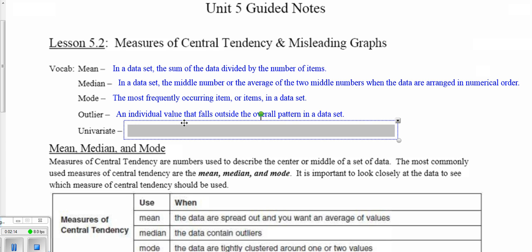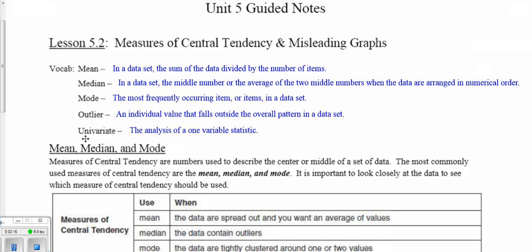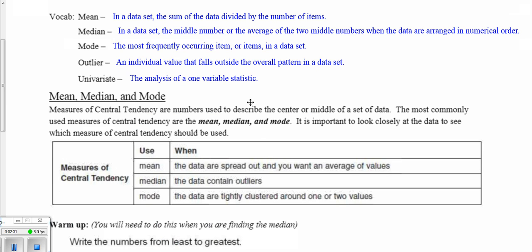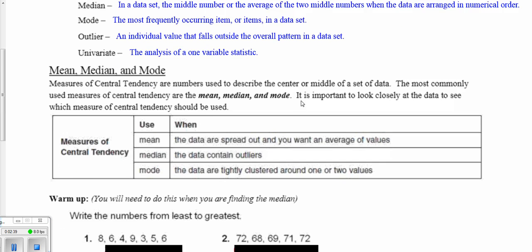And our last word is univariate. U-N-I, uni, means just one. Variate means kind of like variable, or one thing that's changing. So univariate is the analysis of a one variable statistic. So if there's really only one set of numbers, that's one variable, so it'd be univariate if we try to analyze that set of numbers.